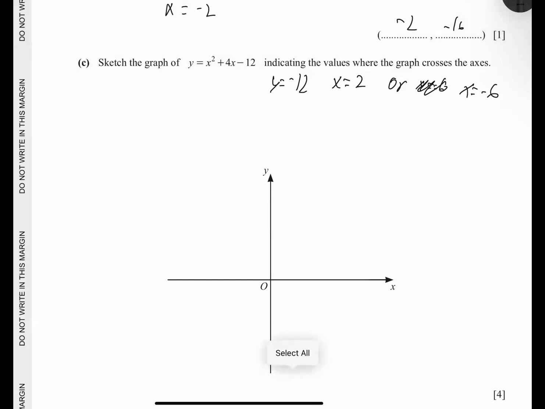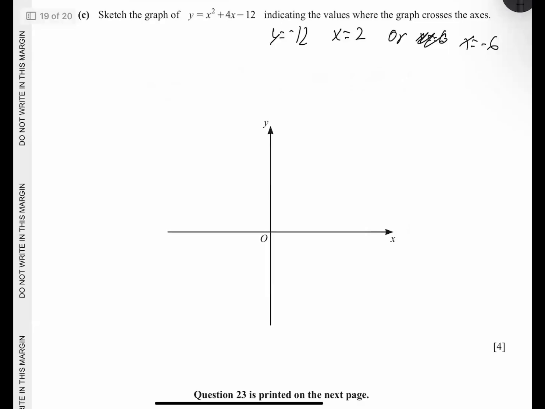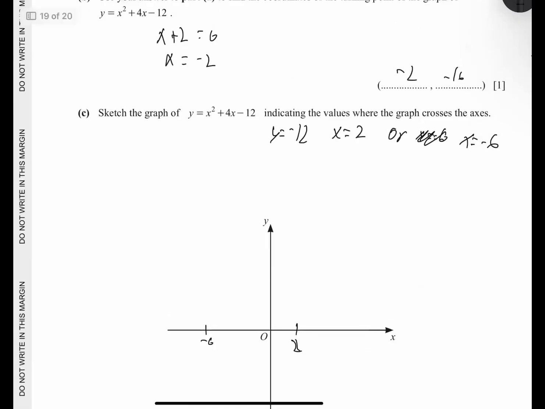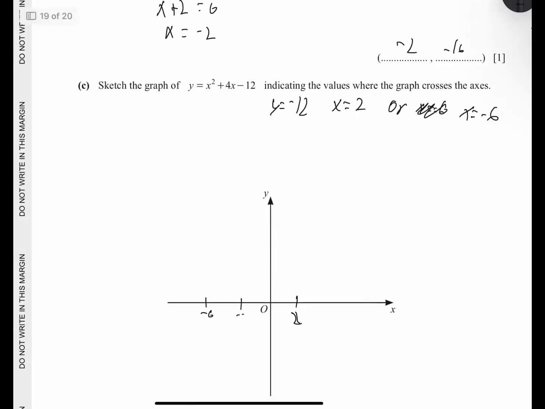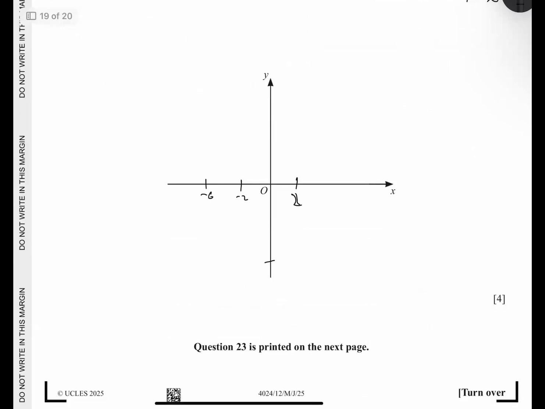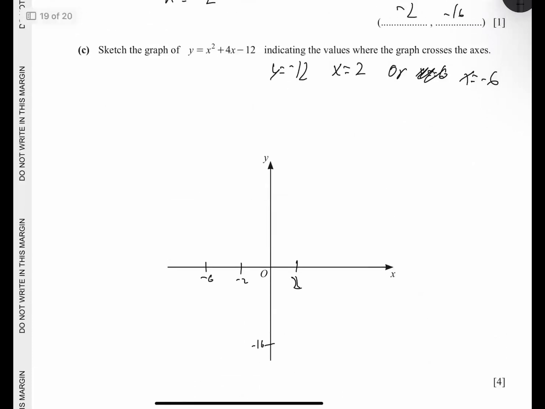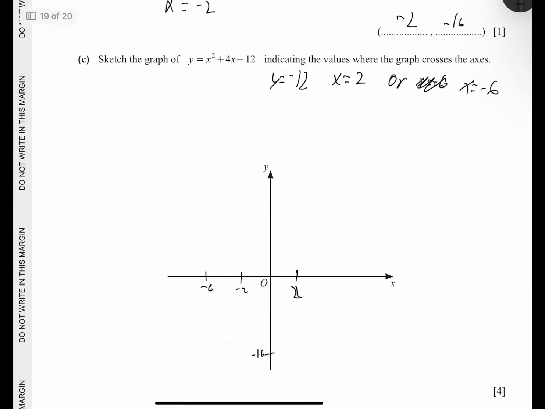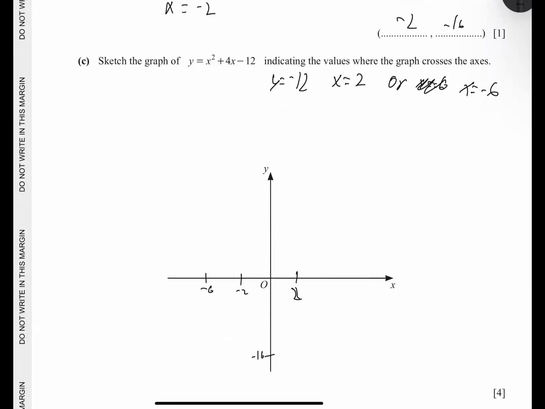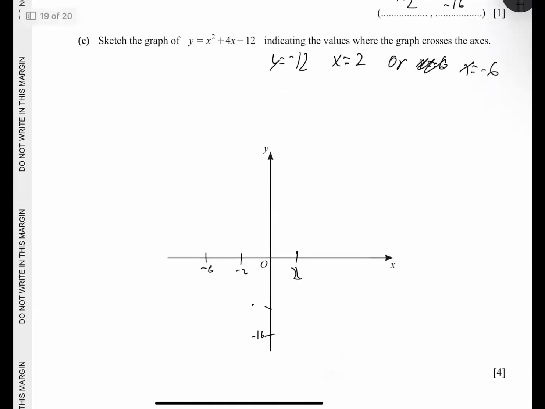So x is equal to 2. For these type of questions, we aren't given a scale. The examiner just wants a rough idea that we know where the x coordinates are, we know where the turning point is, and so on. So 2 would be somewhere around here, right? According to common sense. And then minus 6 would be somewhere around here. The turning point we've already calculated. Minus 2 would be somewhere here, and minus 16 would be somewhere here. Then that's about all we need. And then the y-intercept would be somewhere around here, minus 12.